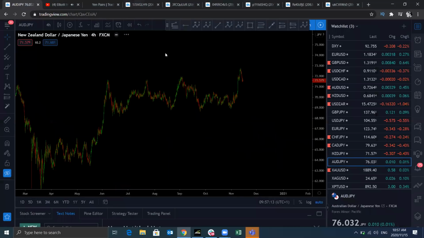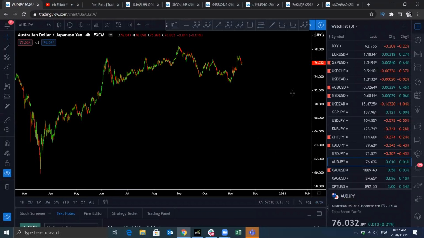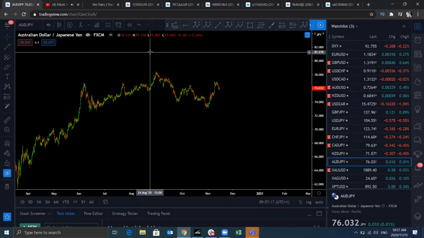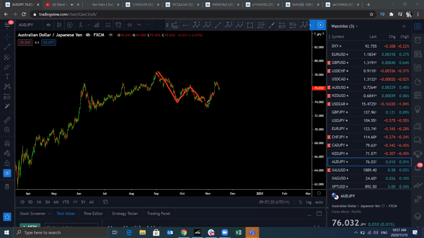Aussie yen. Have we looked at Aussie yen? I think we have looked at the Aussie yen. We've made a move down here, 1, 2, 3. We're expecting Aussie yen to drop here. Look for Aussie yen to drop here like that.